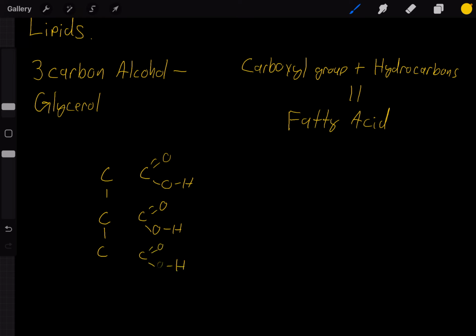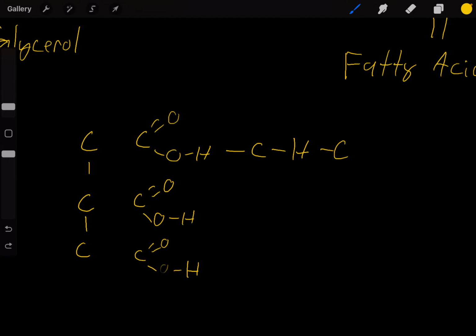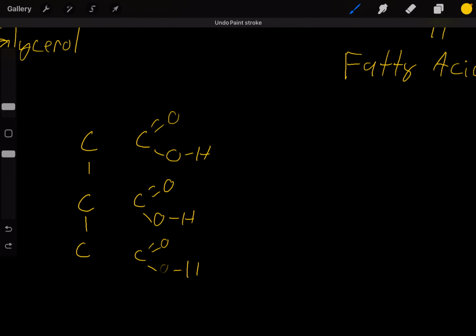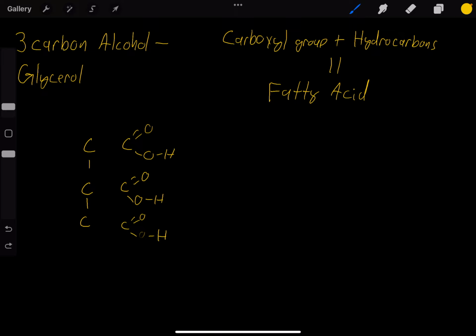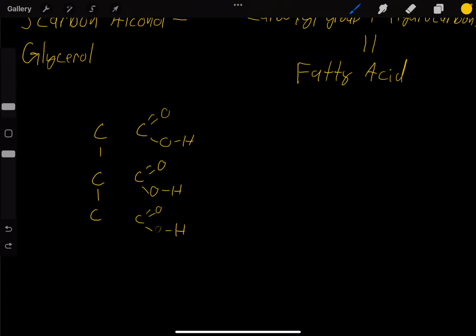Now remember, this is 3 fatty acids. I'm pretty sure it connects to here, and it's just hydrocarbons after this, or also here. And these are what they call the hydrocarbon tails of fatty acids, and we'll talk about the saturated and unsaturated ones.